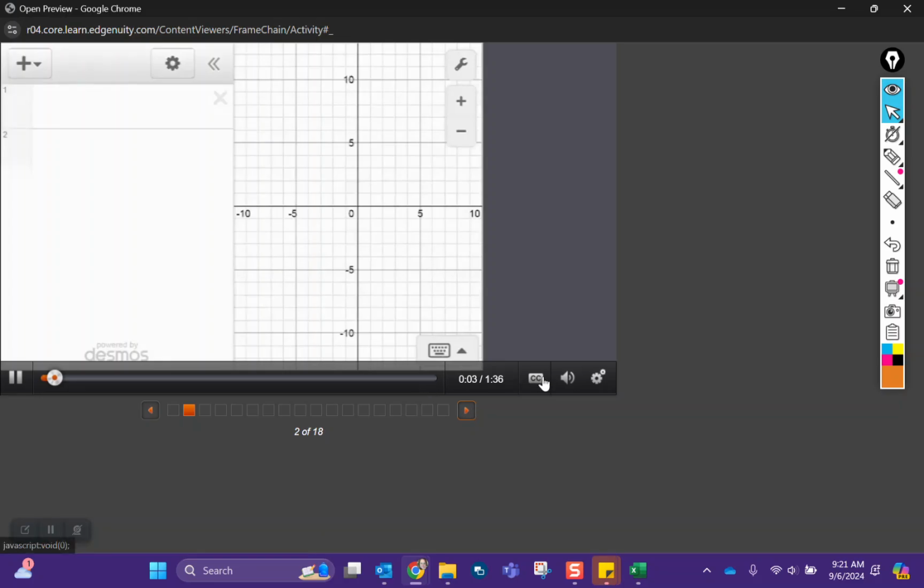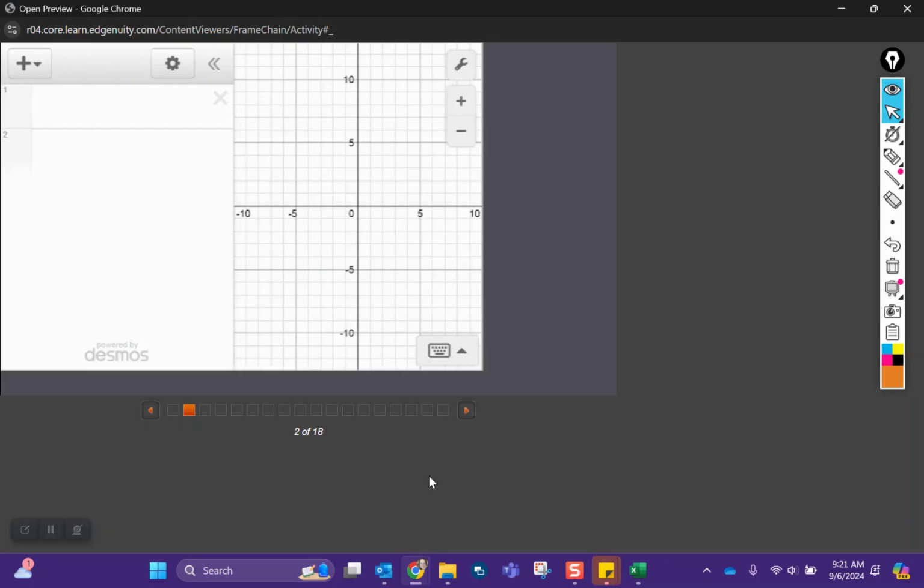I'm going to mute that because I don't want to hear him. So this then is the Desmos graphing calculator. It has the graph over here, and as you start to input stuff on the left, it'll start to pop stuff into the graph.